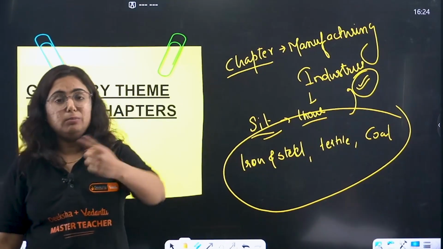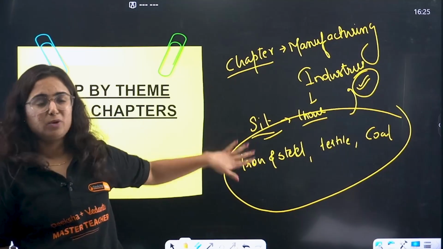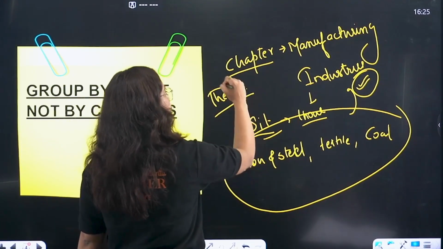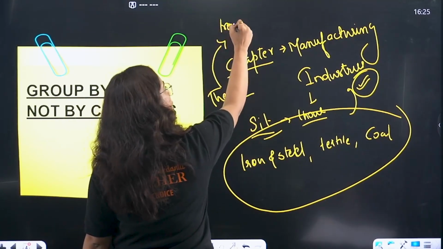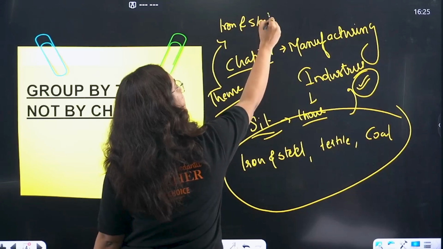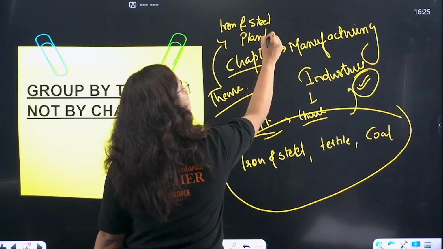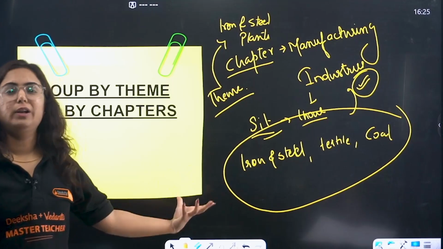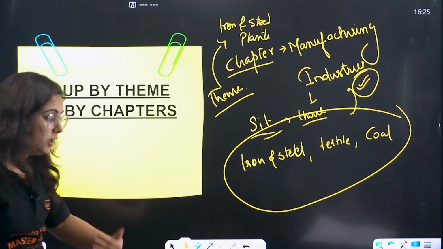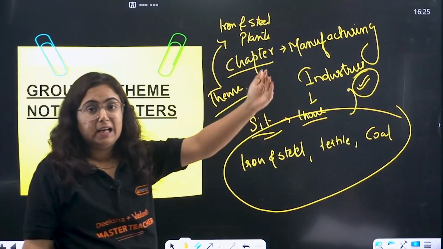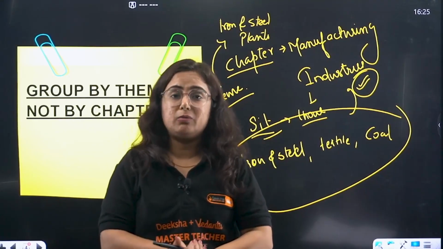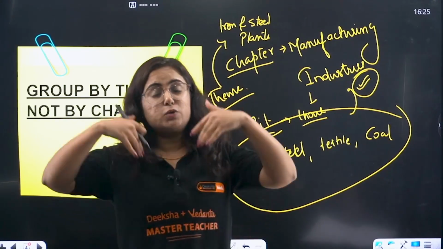So the next time you do the map work, do not do it chapter wise, beta. Rather, it should be done theme wise. Like for today, my target is to cover all the iron and steel plants of India. So if there are 5 iron and steel plants, you will remember them. When you keep this target for the day, then by default you have to do it in one single time, one single city. So that is what we need to avoid.